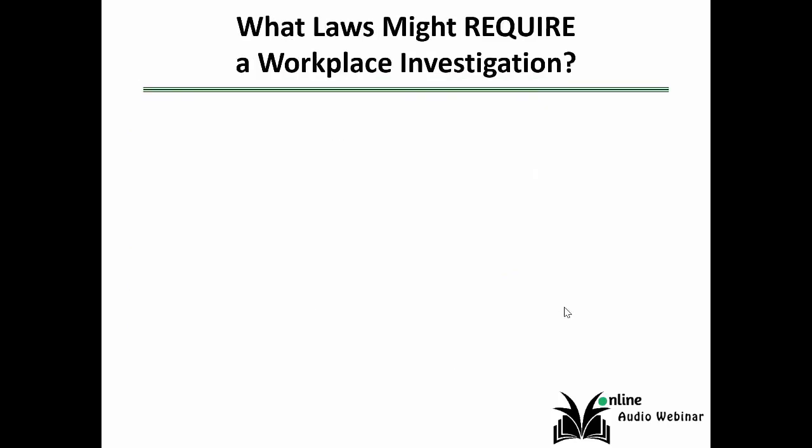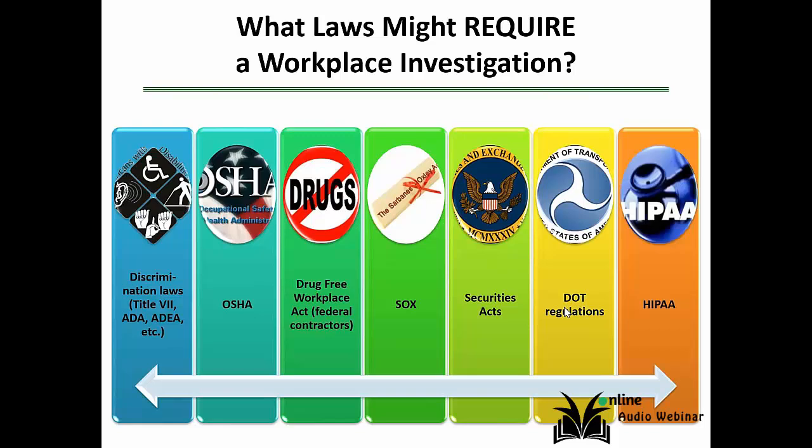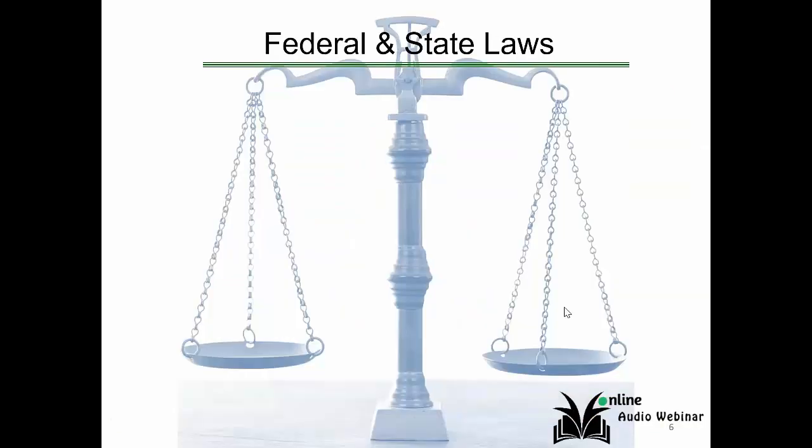So what laws then might require a workplace investigation? Well, all of your discrimination laws, Title VII, ADA, ADEA, etc., and good old HIPAA, federal law specifically. Title VII came about in 1964, and then we've got the Americans with Disabilities Act Amendments Act. We just call it ADA for short. The Age Discrimination in Employment Act.